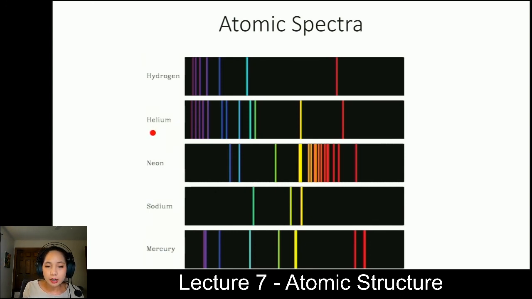Helium is interesting because helium is the only element that was not discovered on Earth first. Helium is in our sun. The sun undergoes nuclear fusion. It combines two hydrogen atoms and smashes them together to make a helium atom. And so what scientists did is they first saw helium through its atomic spectrum in the sun.